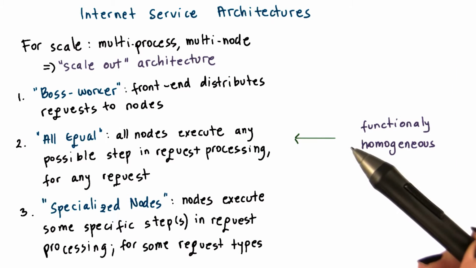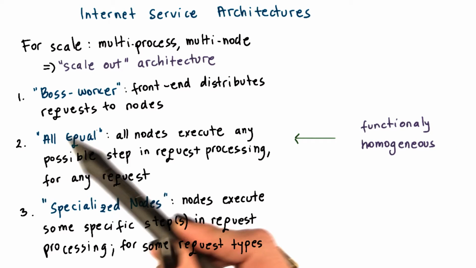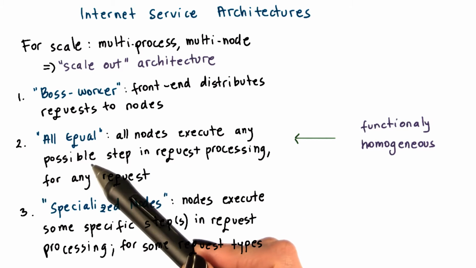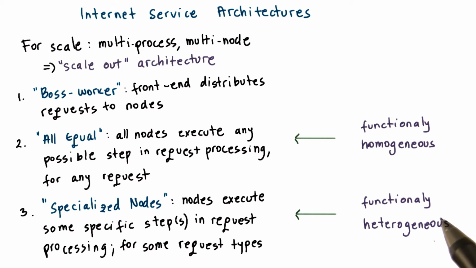We can further classify these architectures as those having a property of being functionally homogeneous, like when all of the workers are capable of performing any processing step, or as functionally heterogeneous, like in the case where certain nodes are specialized in certain functions.